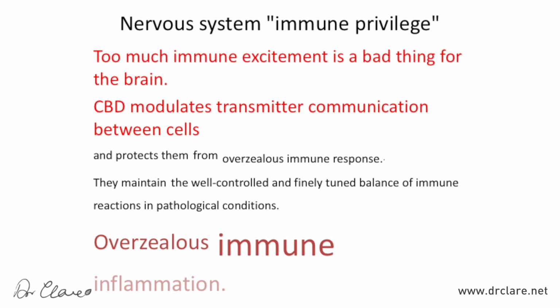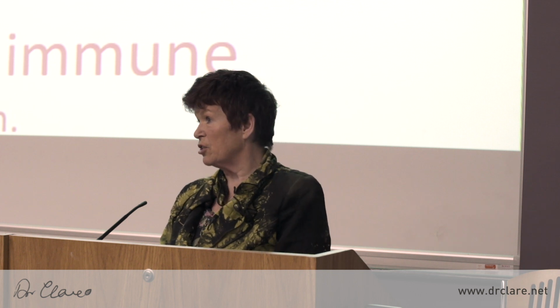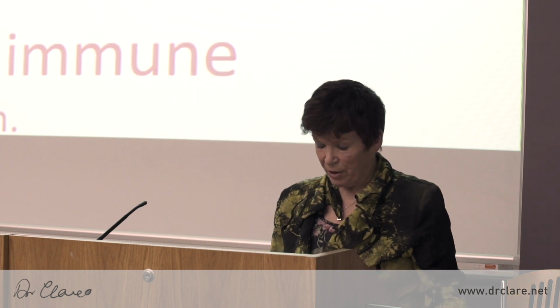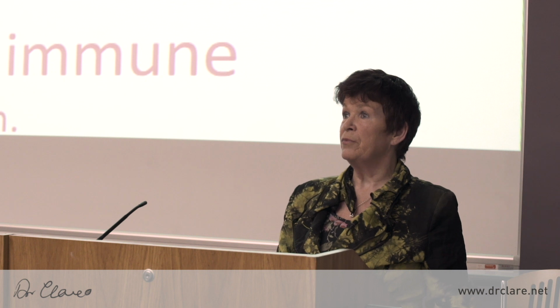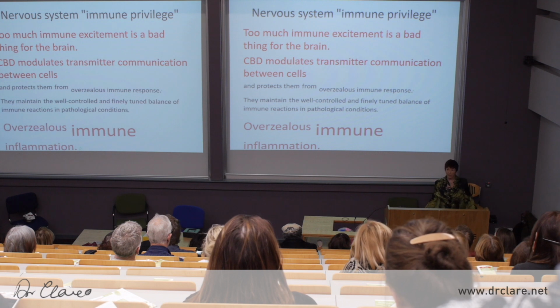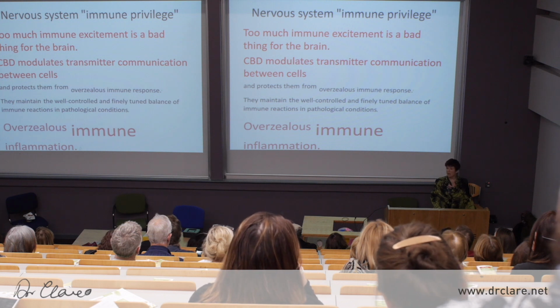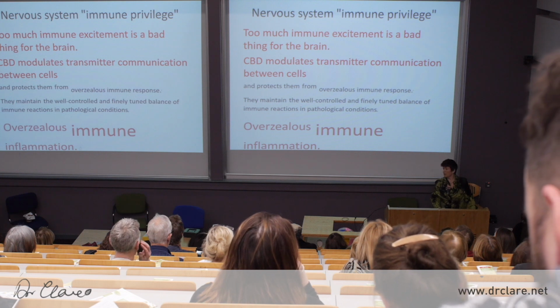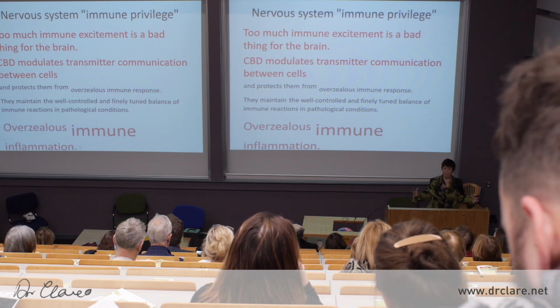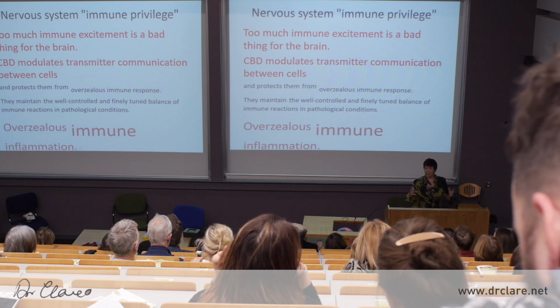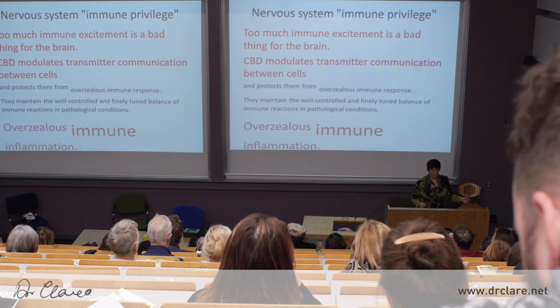And CBD modulates transmitter communication between cells in the brain. It protects them from an overzealous immune system. And they maintain the well-controlled and finely tuned balance of immune reactions in pathological conditions. So overzealousness can be... And what else illustrates an overzealous immune system? Autoimmune, yeah, and allergies, hay fever. So this immune privilege is demonstrated most beautifully in brain tissue. But also, the overexcited immune system is a modern problem, the incidence of it, morbidity from it, is way more than when I was growing up. Okay.